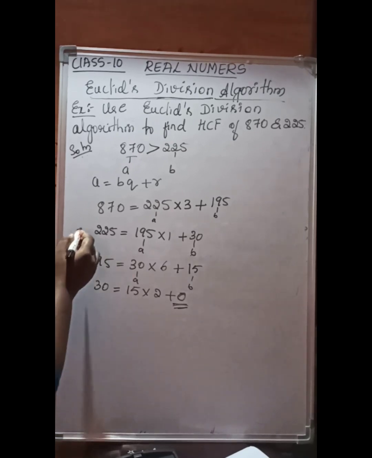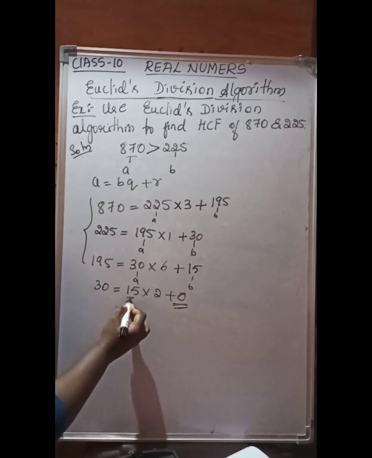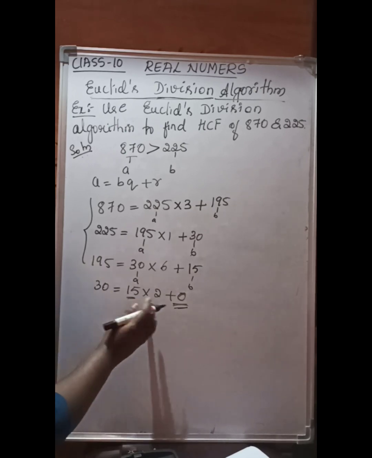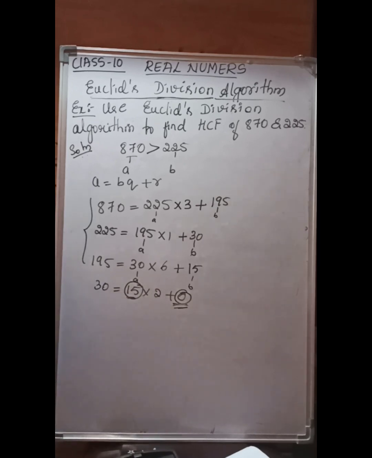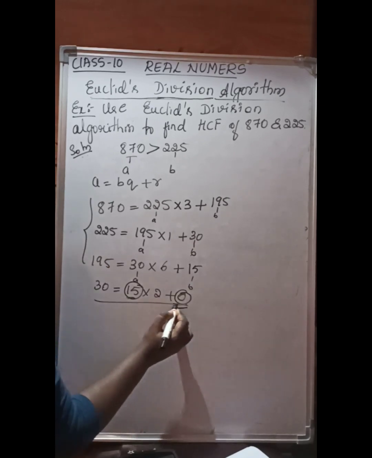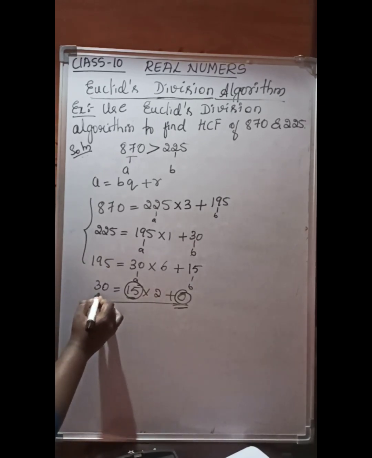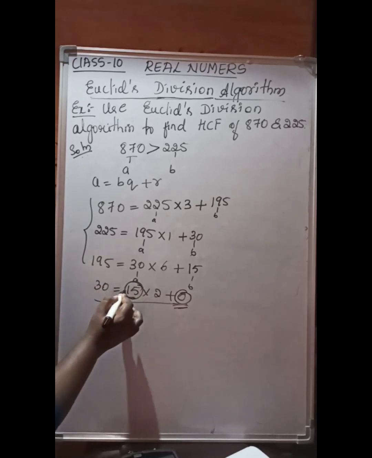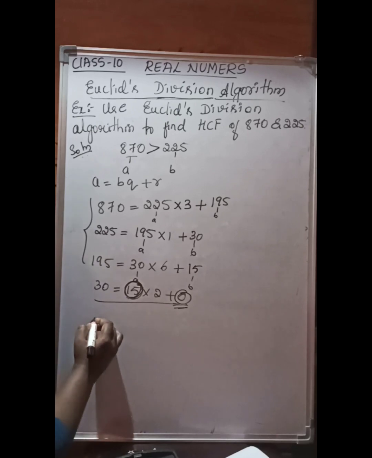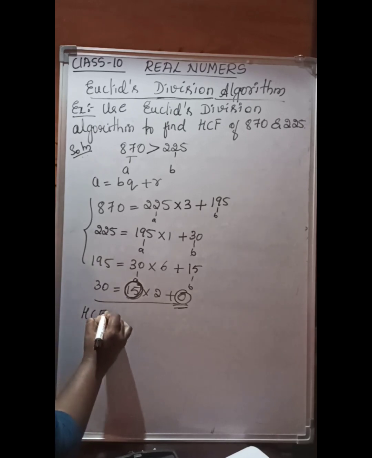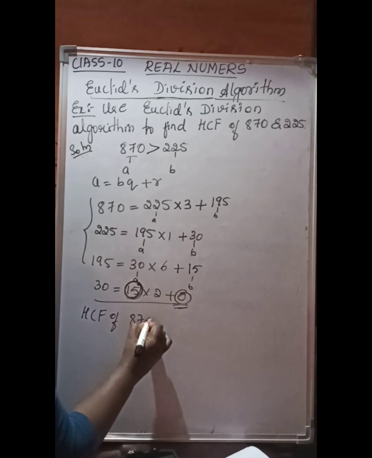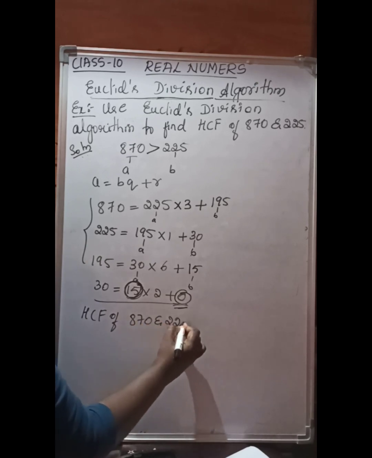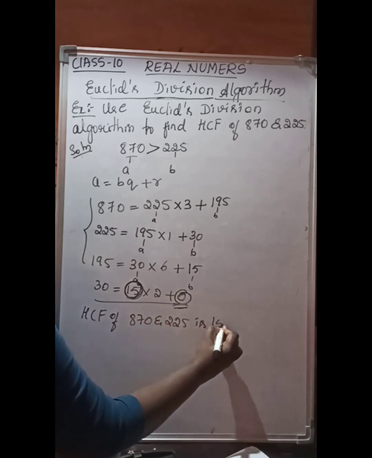These are all the well-defined steps to find the HCF. In which step will you get R equals 0? That is the HCF of the given numbers. Clear? In this step I got R equals 0, so you should not consider this 30 as the HCF. You should consider 15 as the HCF. So the HCF of 870 and 225 is 15.